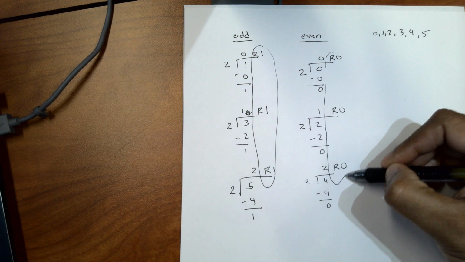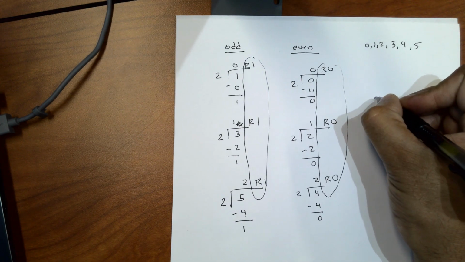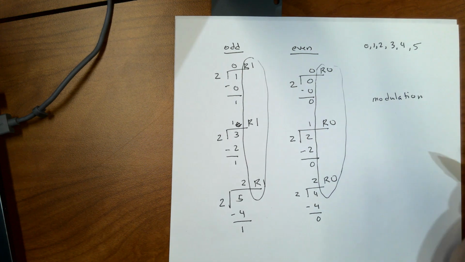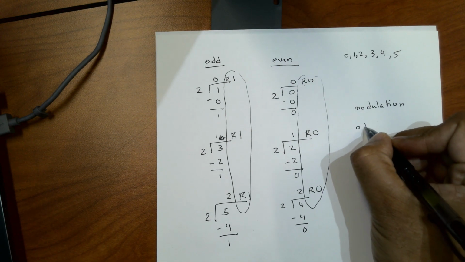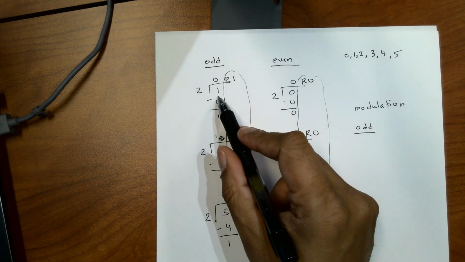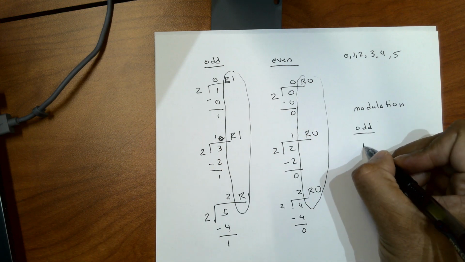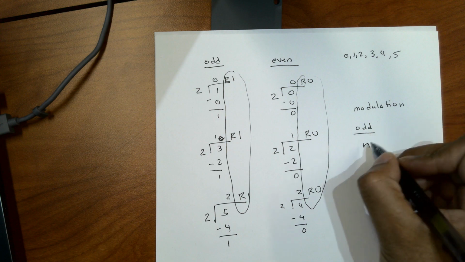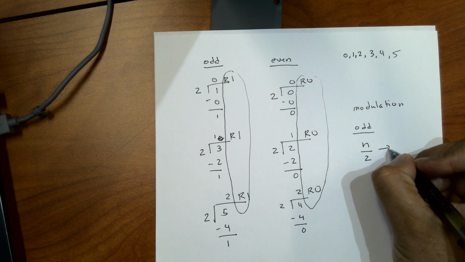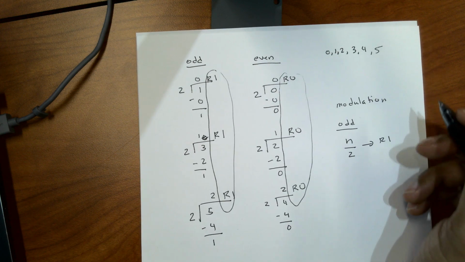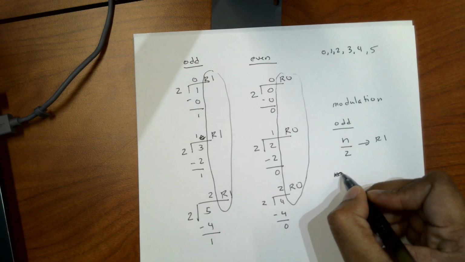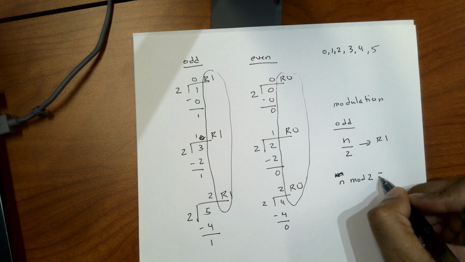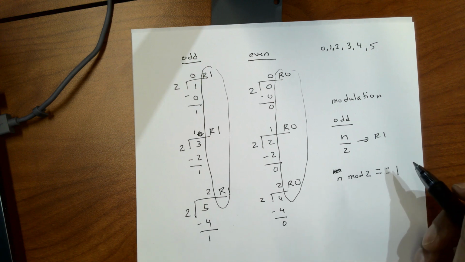We call this concept modulation, or modular arithmetic, whichever one. So for an odd number, n is any number. If I divide it by 2, it yields a remainder of 1. We call this n mod 2 equals 1. That's where it comes from.